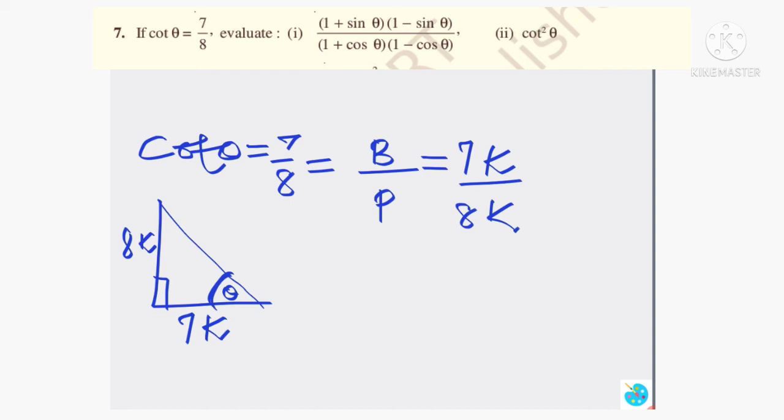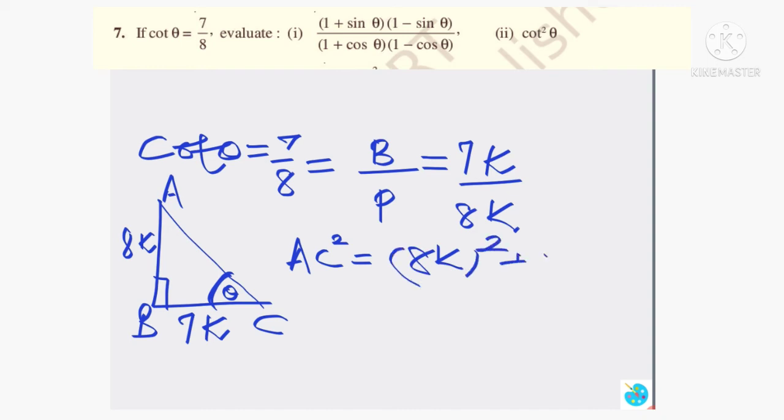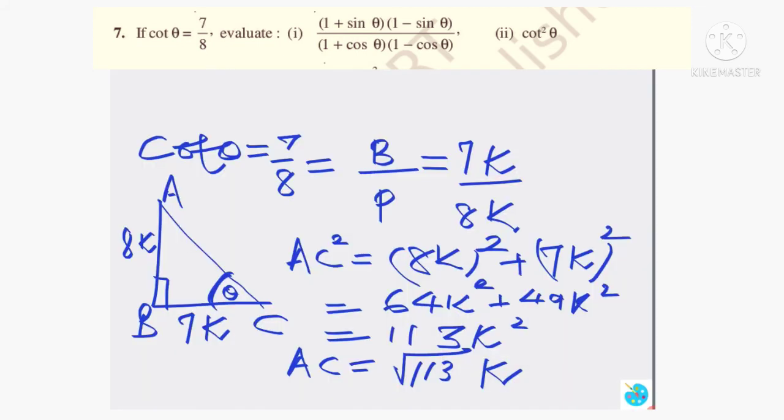So complete the triangle using Pythagoras theorem. Let me name it A, B and C. So AC square is equal to 8k square plus 7k square. We have discussed the k factor in great detail in the previous questions. I get 64k square plus 49k square, or AC comes out to be root 113 k. Now, when you get such a number which is not a perfect square, you must check your calculation once, though it is okay to get such a value of AC.